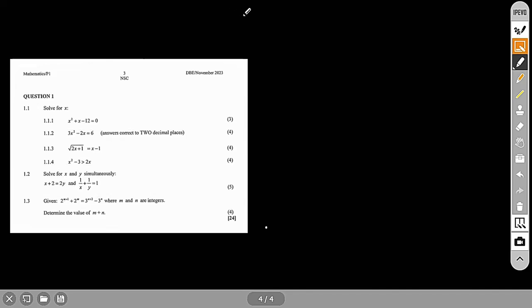Okay, 1.2, we are dealing with simultaneous equations. They are not that difficult, they are simple. Just have to write our equations down. We have x plus 2 equals to 1 to y, and then we have 1 over x, it's okay, it's not equal, it's plus 1 over y equals to 1.